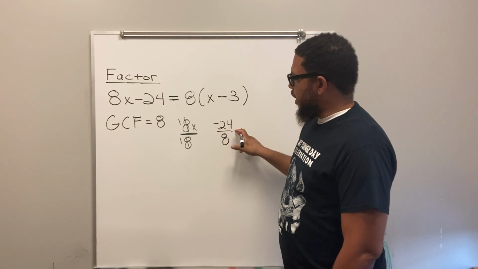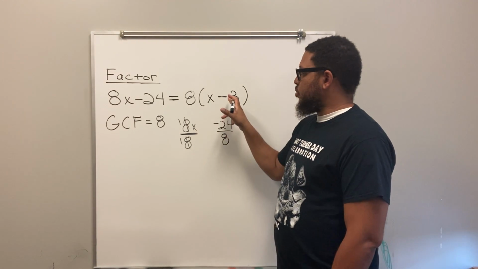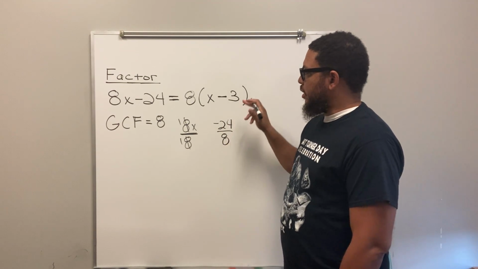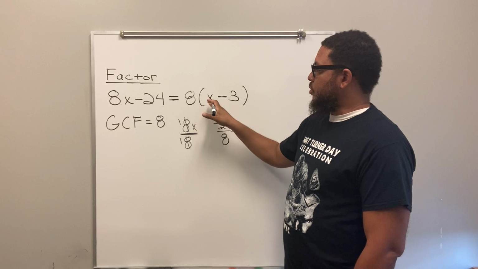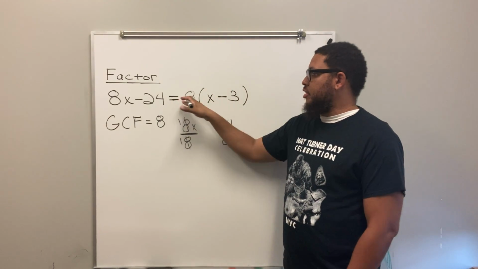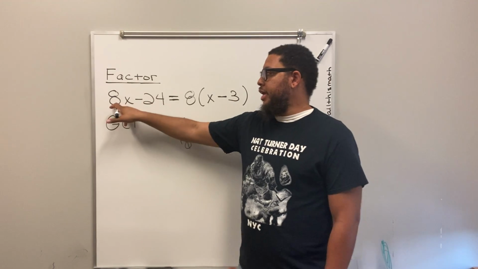A negative divided by a positive is equal to a negative. Again, a negative divided by a positive is equal to a negative. So this is x minus 3. This is the quantity x minus 3. So this is your answer. This is the factored form of 8x minus 24.